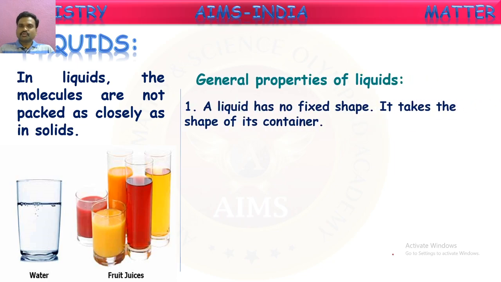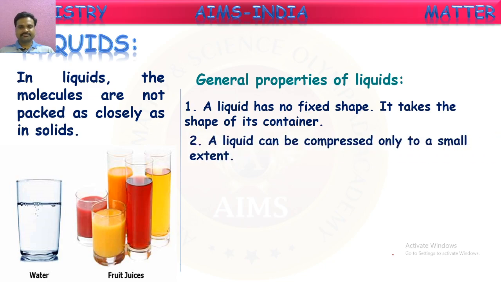A liquid has no fixed shape. It takes the shape of its container. Yes, solids have a fixed shape, but liquids do not have any fixed shape. They take the shape of the container in which they are poured. If you take water in a glass, the water will acquire the shape of the glass. If you pour the same water into a bowl, the water will take the shape of that bowl. So liquids do not have any fixed shape. They take the shape of the container.